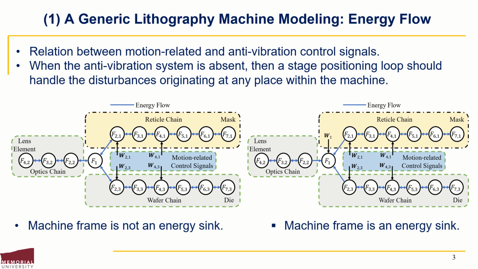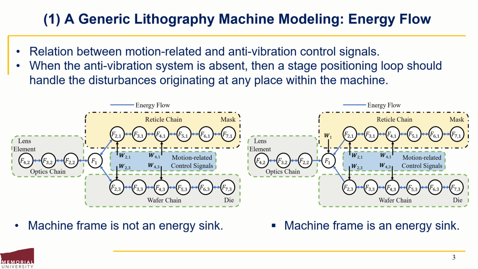The adapted perspective of tree-like topology helps in capturing the energy flow throughout the machine. This requires understanding the relation between motion-related and anti-vibration control signals. For example, if the anti-vibration wrench, denoted here by W1, is applied correctly as shown in the figure to the right, then the machine frame will strictly function as an energy sink and therefore vibration will not propagate among chains. Consequently, the motion-related signals can be designed independently.